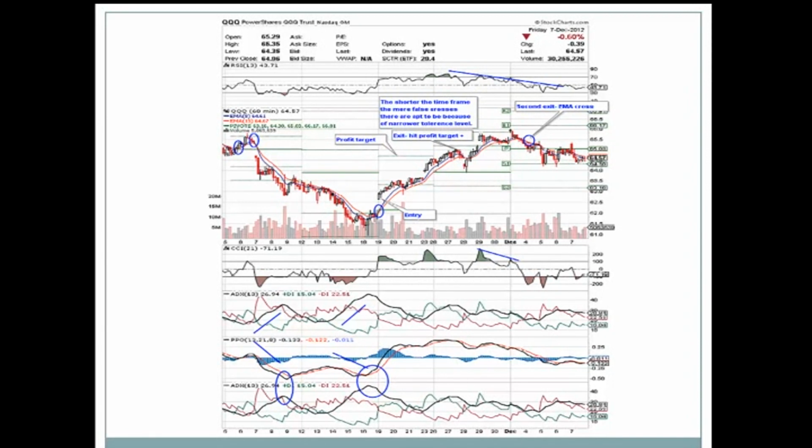Here a topping process was taking place. You had a little bit of a cross here, but not very much white space, but a little bit, and you had a cross back up, and then here we come with the kind of official cross down and it gapped down at this point.